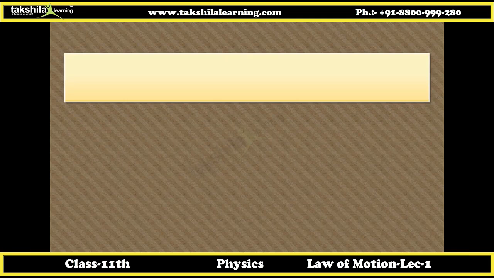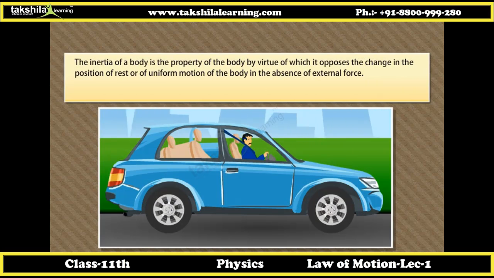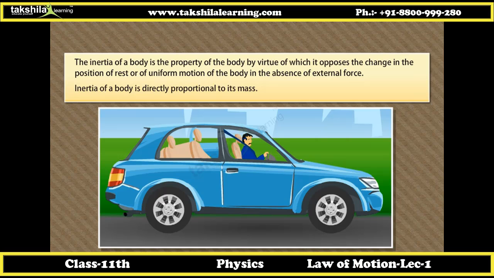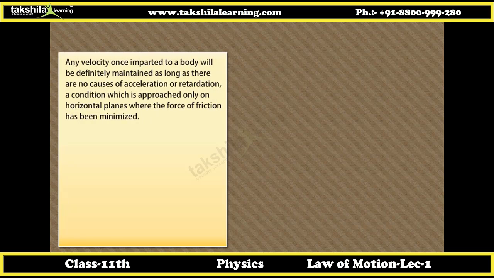Law of inertia. The inertia of a body is the property of the body by virtue of which it opposes the change in its state of rest or of uniform motion in the absence of external force. Inertia of a body is directly proportional to its mass. Any velocity once imparted to a body will be maintained as long as there are no causes of acceleration or retardation, a condition which is approached only on horizontal planes where the forces of friction have been minimized.